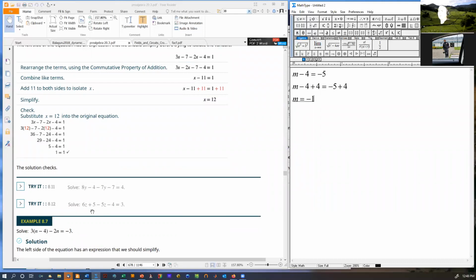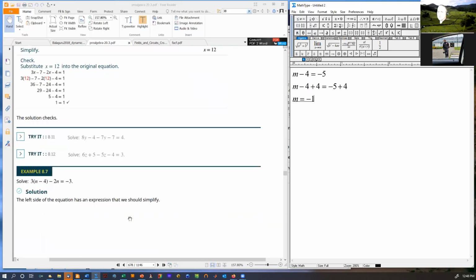So these work the same way, where you have 6z minus 5z. So you come out with z, and then you have 5 minus 4 is 1. So z plus 1 equals 3. And then you would move the 1 over to the other side, and you get z equals 2. And if we check that, we would say that's 12 plus 5 is 17, minus 10 minus 4 is 3. So it works out, okay?